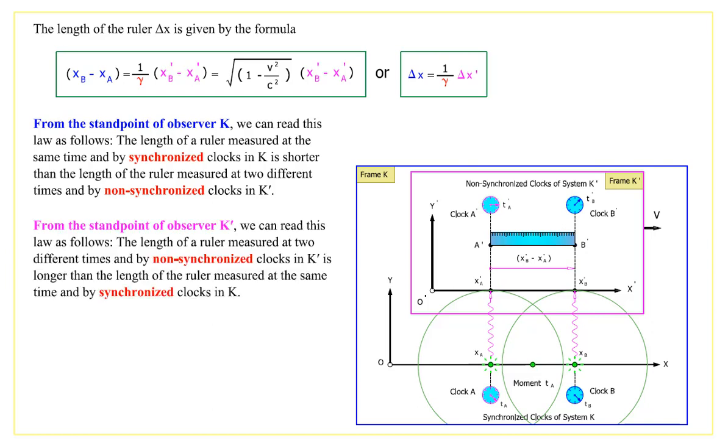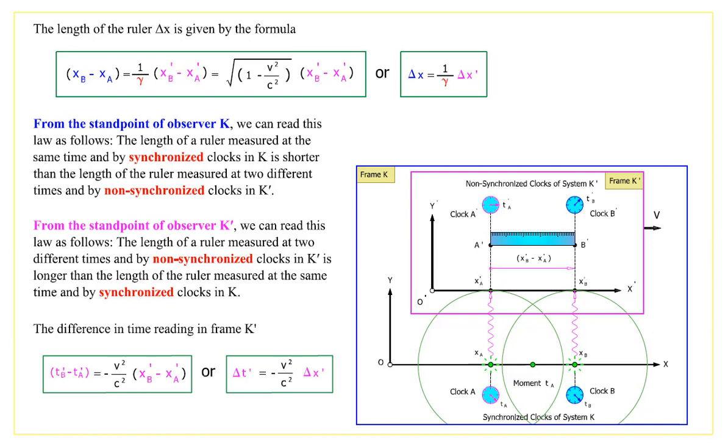From the standpoint of observer K', we can read this law as follows: the length of a ruler measured at two different times and by non-synchronized clocks in K' is longer than the length of the ruler measured at the same time and by synchronized clocks in frame K. The difference in time reading in frame K' is delta T' equals negative v squared over c squared times delta x'.